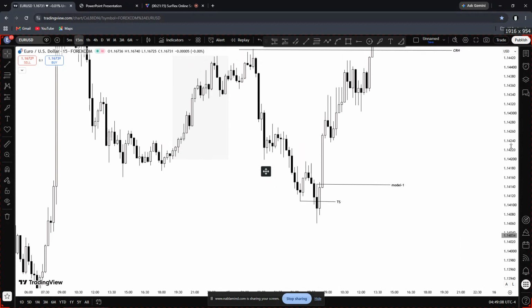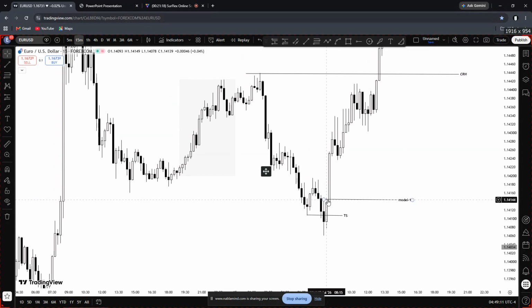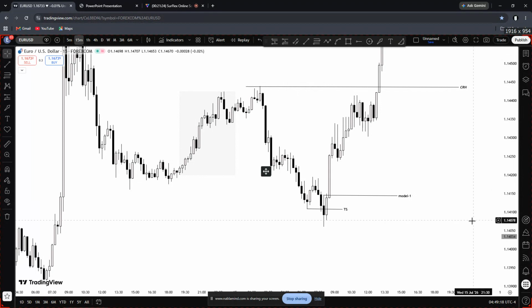But the funny part of it is that price didn't come back to our key level. Price didn't come back to our model 1. So most times you are not going to get the full detail of the model 1.